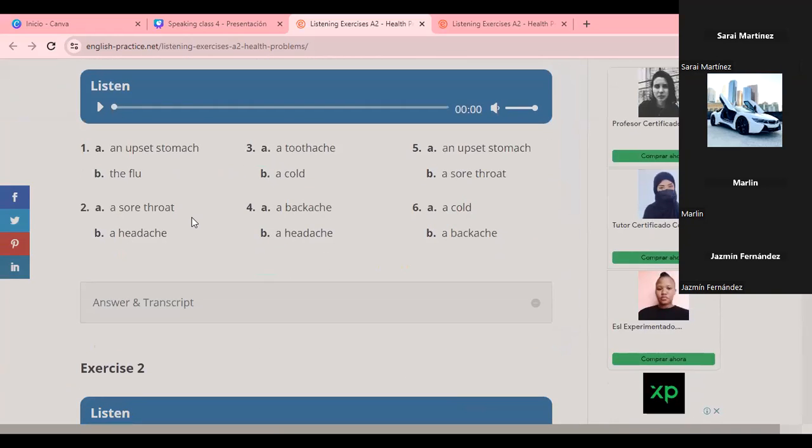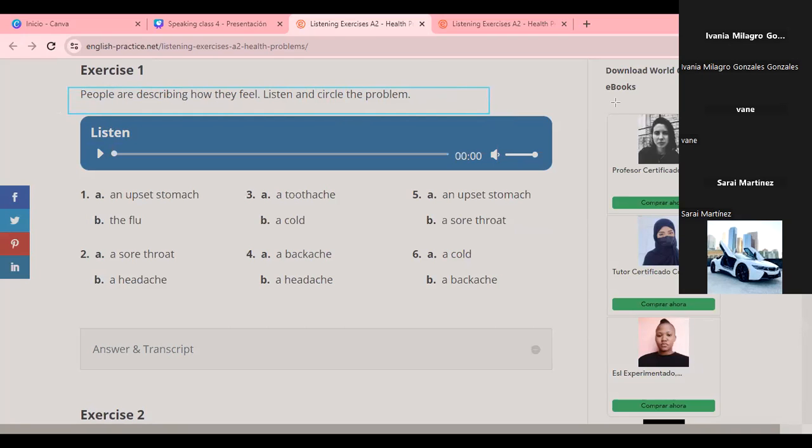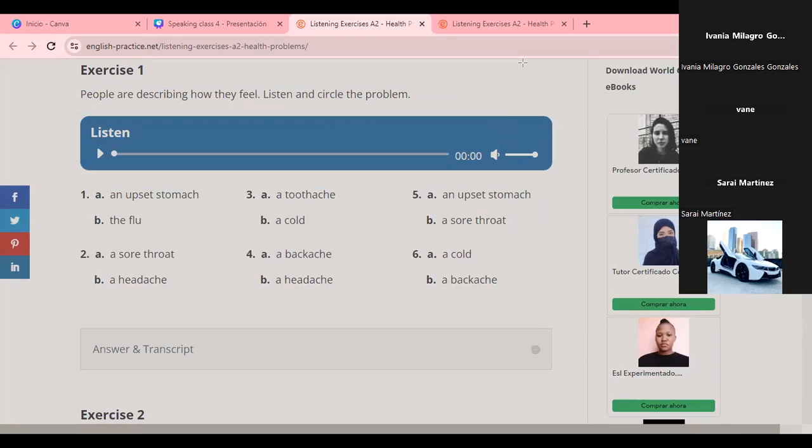So, in this one, guys, I'm going to play the audio and you are going to help me find the correct answer, okay? People are describing how they feel. So we are going to circle the problem. What's the matter, okay? These problems. So the first one is going to be for Ivania. Number one is for you, Ivania. Let's play it.